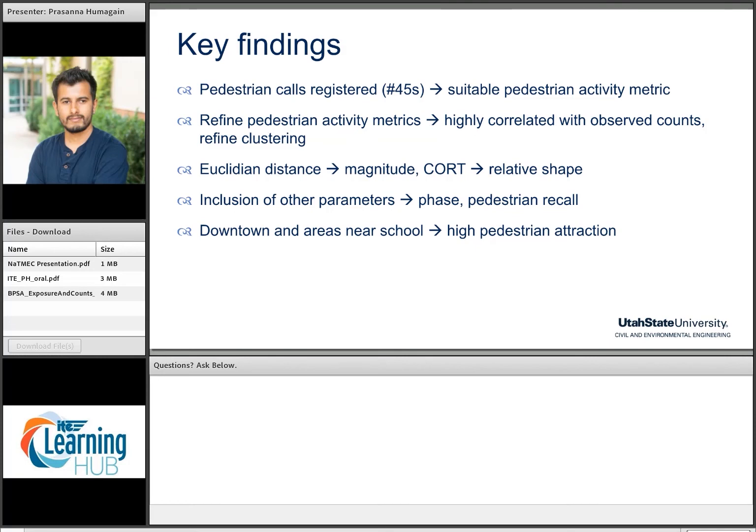Similarly, Euclidean distance and cord were the two discriminatory indexes we found more favorable than others, and in the future we are also trying to include other attributes such as phase and pedestrian recall in our clustering. And we also find that intersections near downtown, schools, and parks were found to be attracting more pedestrians than other areas and had consistently high pedestrian activity.